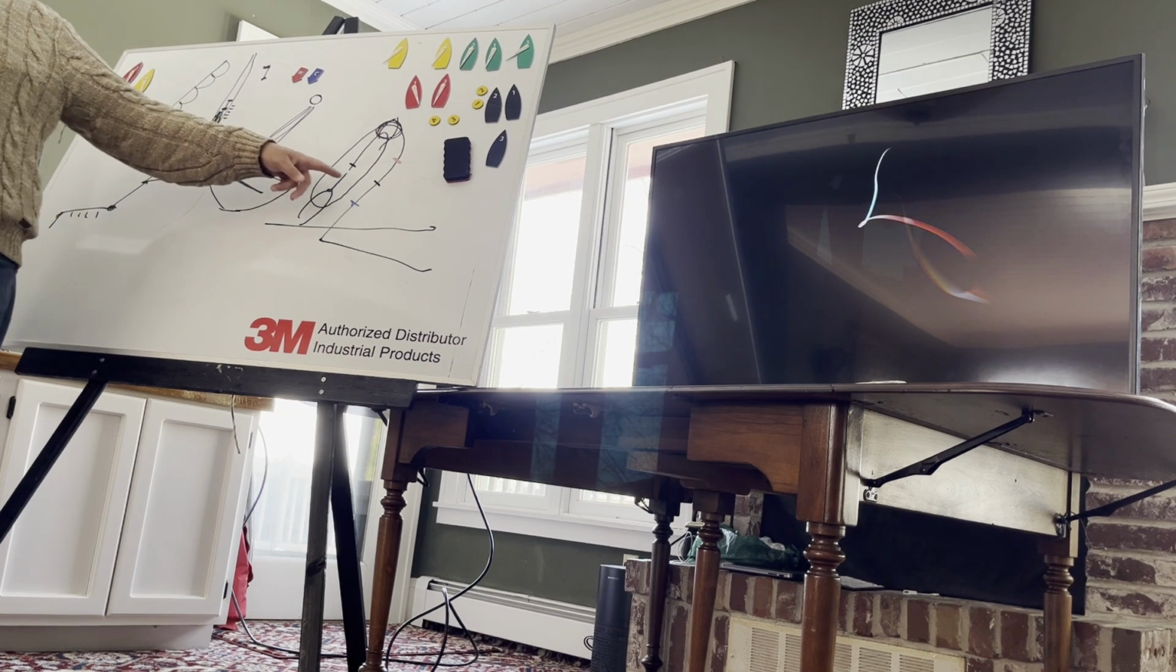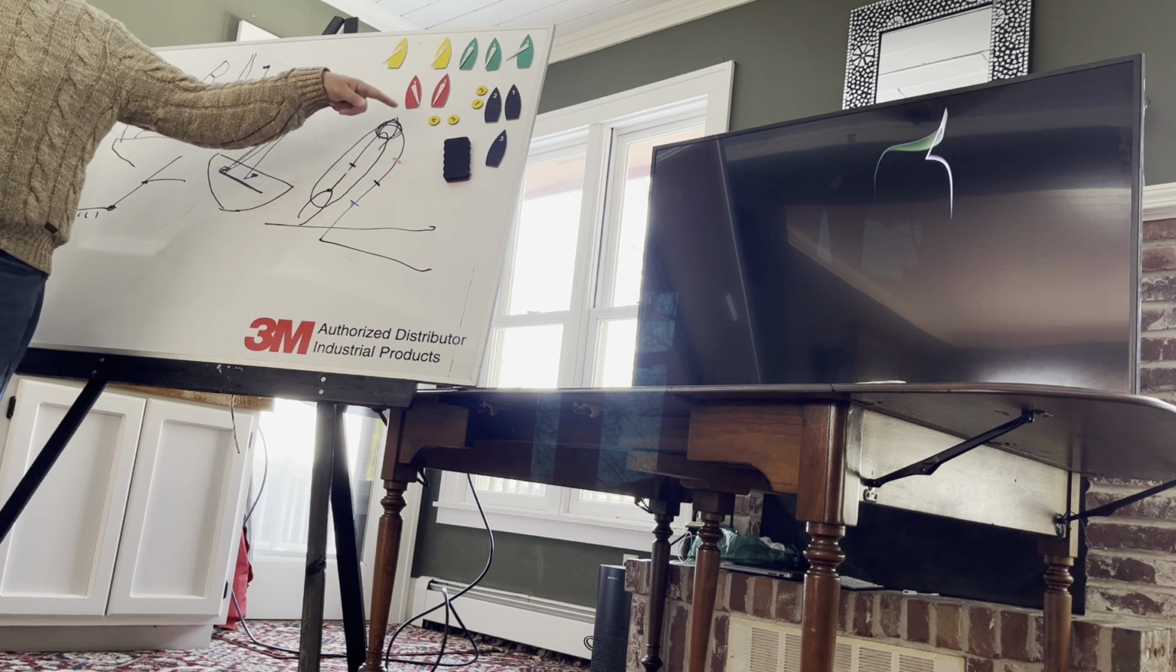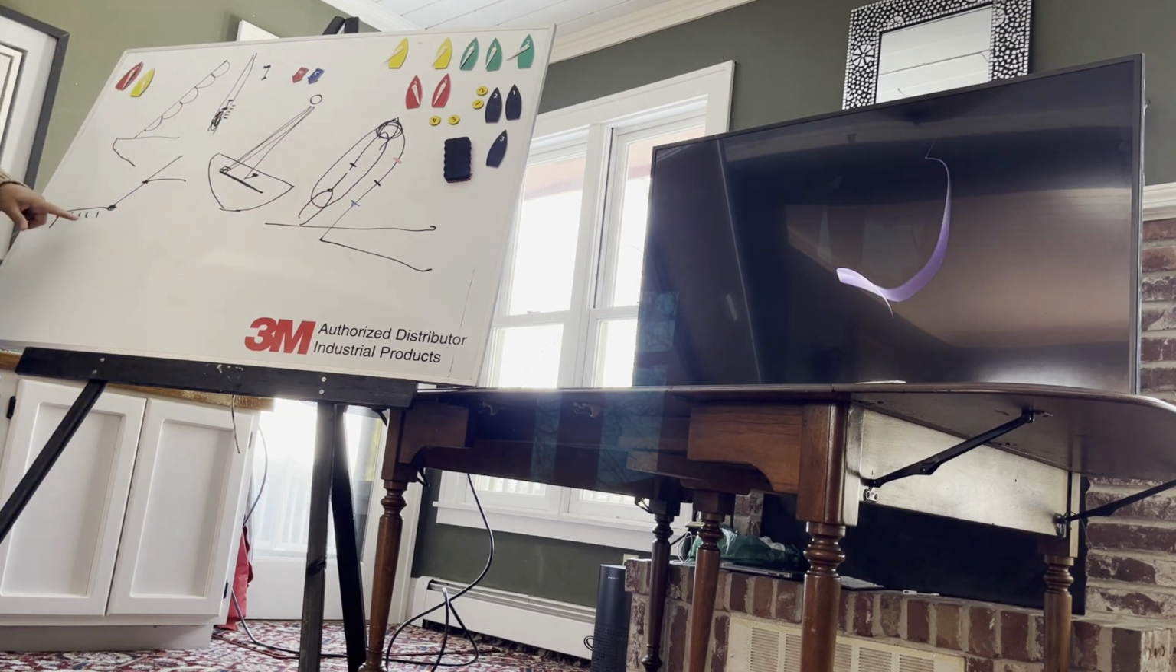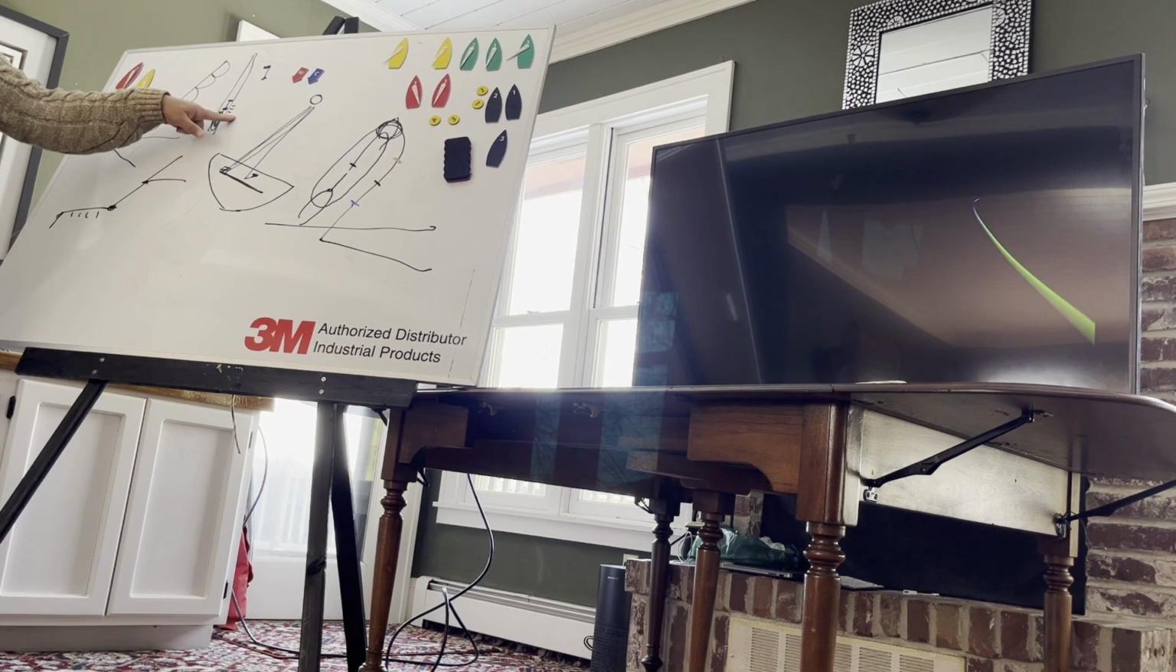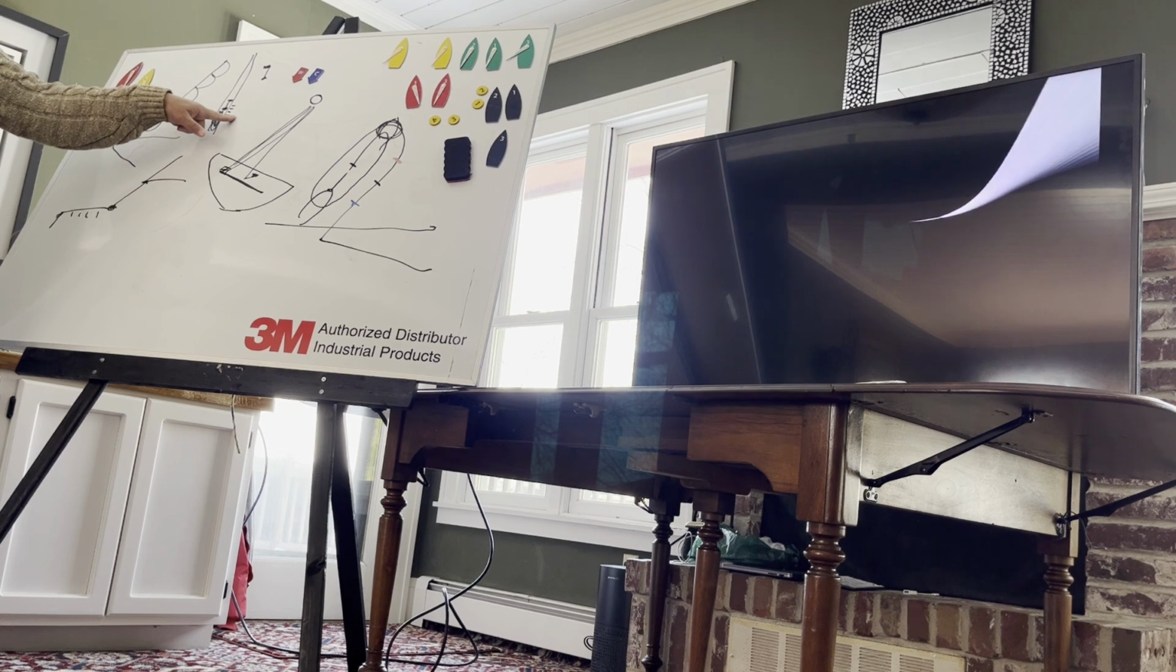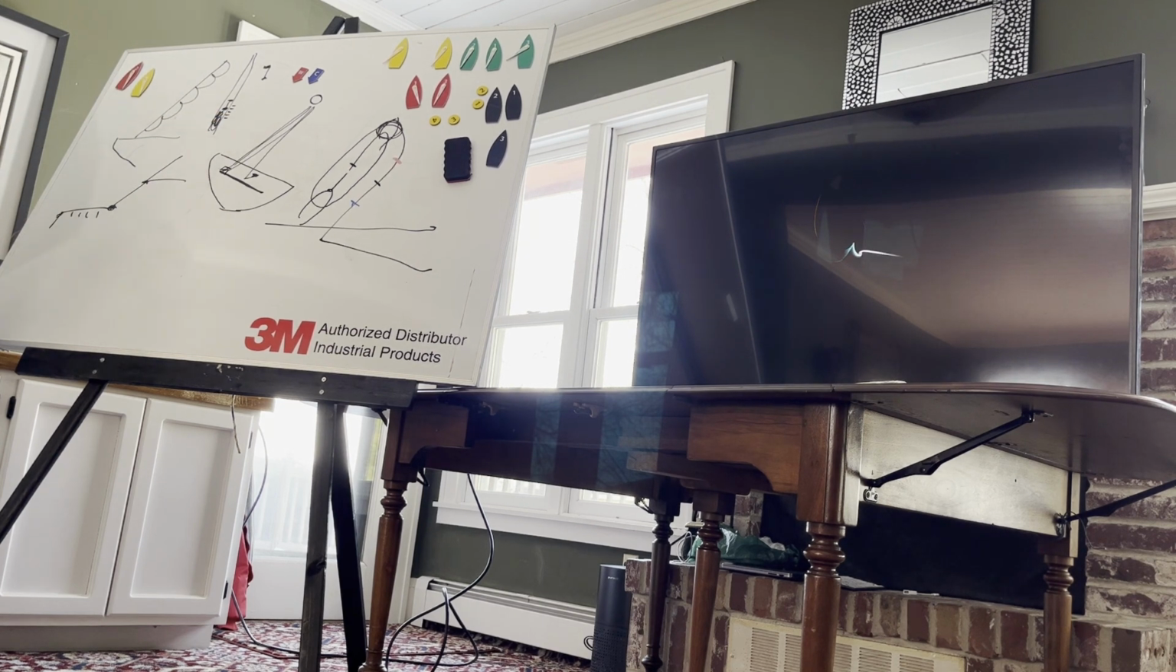So on our boat, we actually have 4 marks on the main sheet. We have 9 on the jib sheet. And on the halyard, we have 9 different settings.